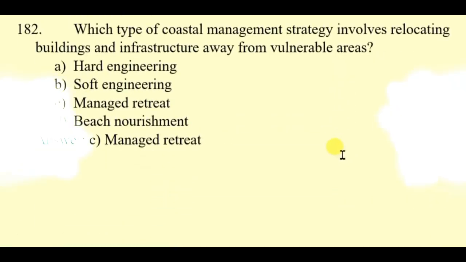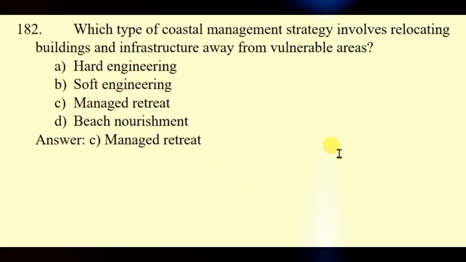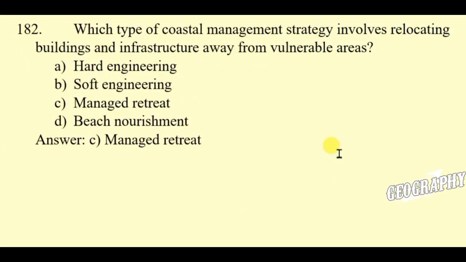Question 182. Which type of coastal management strategy involves relocating buildings and infrastructure away from vulnerable areas? Hard engineering, soft engineering, managed retreat, beach nourishment. Here the right answer will be managed retreat.